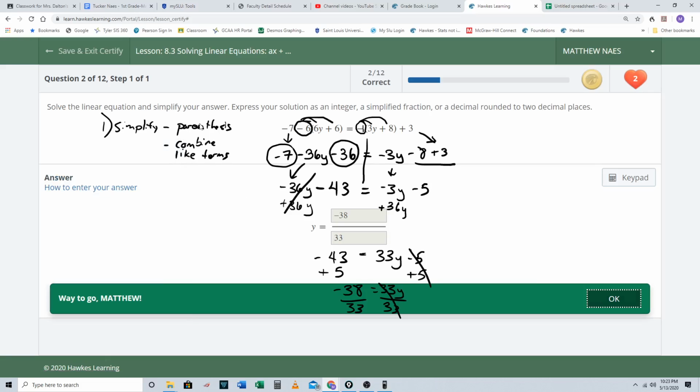Again, simplify by getting rid of the parentheses, and then combine like terms. All right, and then we go into solving by getting your variables on one side. Doesn't matter which side you get your variables on. Just move the smallest. It's usually easier to move the smallest. And then we solve by getting rid of the constant and dividing.